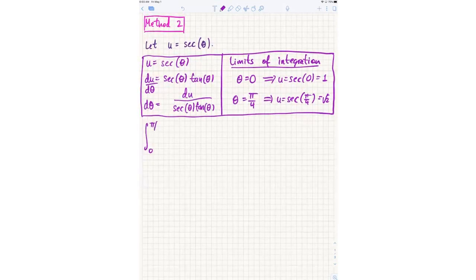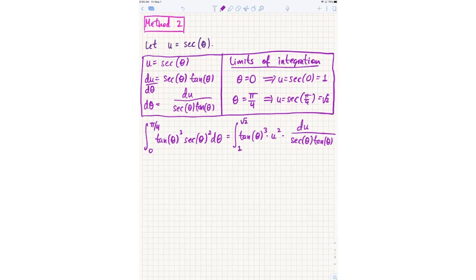Go back to the original integral. All right, so the tan theta cubed, keep that by itself. The secant squared is just u squared, it looks like. And then the d theta is du over secant theta tan theta. Okay. And the new limits of integration are 1 and root 2. So let's start canceling stuff out. So first of all, I can see that tan theta cubed and tan theta, there's a bit that cancels out there. So that's tan theta squared.